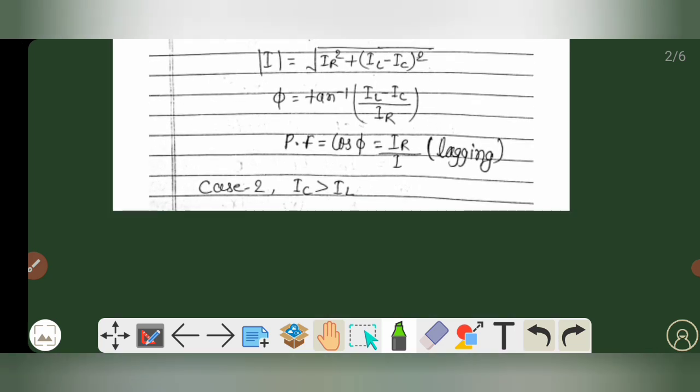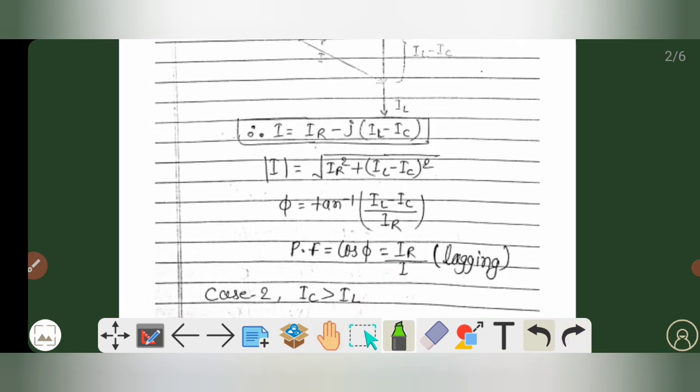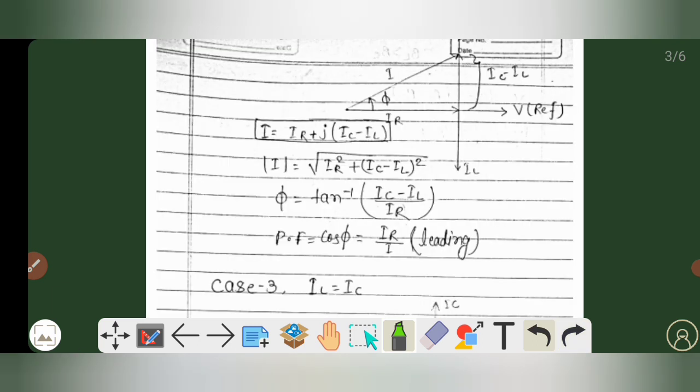Now we will move to the next case, that is where the inductive current is less than the capacitive current. The phasor diagram will be the same, only the IC minus IL part will be above the horizontal axis. In this case, if you want to calculate the value of I, then that will be equal to IR plus j into (IC minus IL).